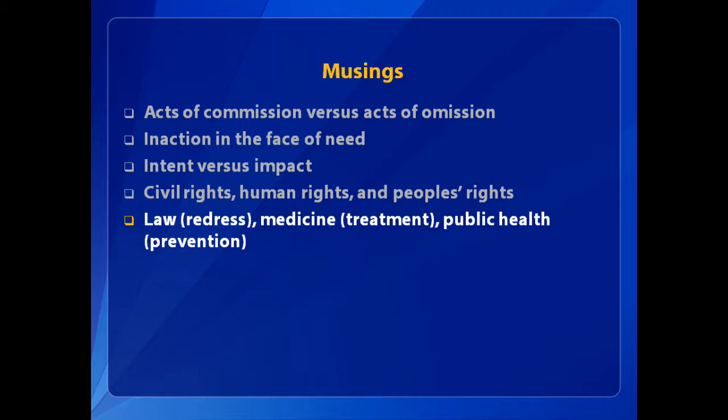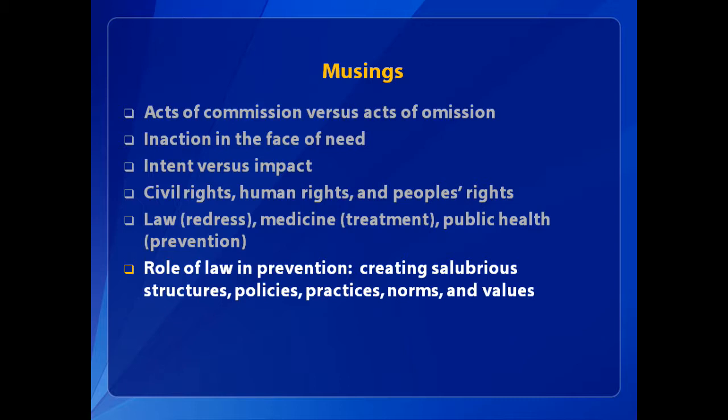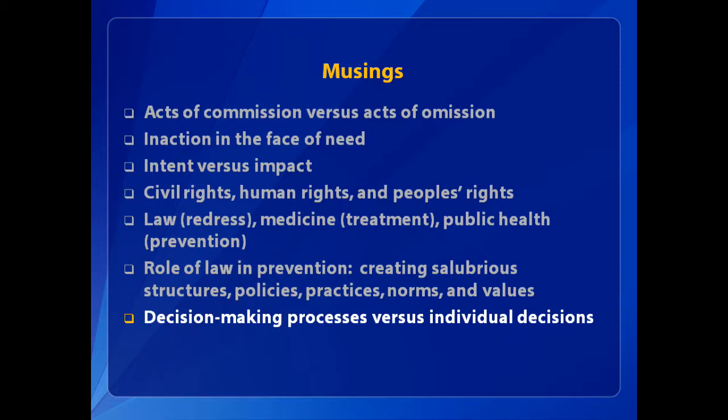Law, which in my mind, a lot of times is about redress. Medicine, which is about treatment, and public health, which is about prevention. And then what about the role of law in prevention to create healthy structures, policies, practices, norms, and values? How can we reframe there? And what about decision-making processes, racism, and all of this, structures, policies, practices, norms, and values as aspects of decision-making versus individual decisions, which gets me to the use of the term racism versus racial bias. And I think it's an important distinction that we might need to think about.